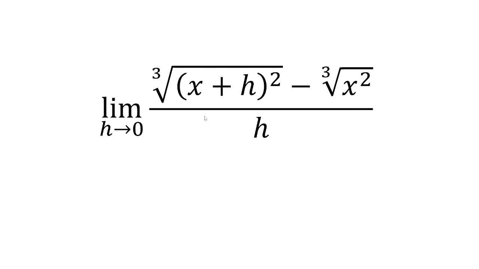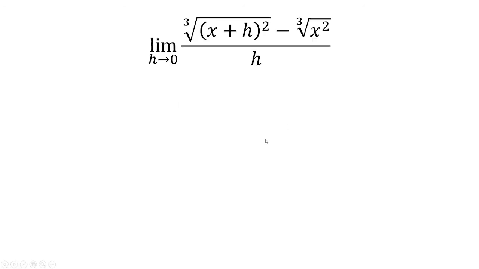We want to solve the limit as h approaches 0 of the cube root of (x plus h) squared minus the cube root of x squared, all over h. So we're not going to be using L'Hopital's rule or the definition of derivative. So let's solve this using algebra.